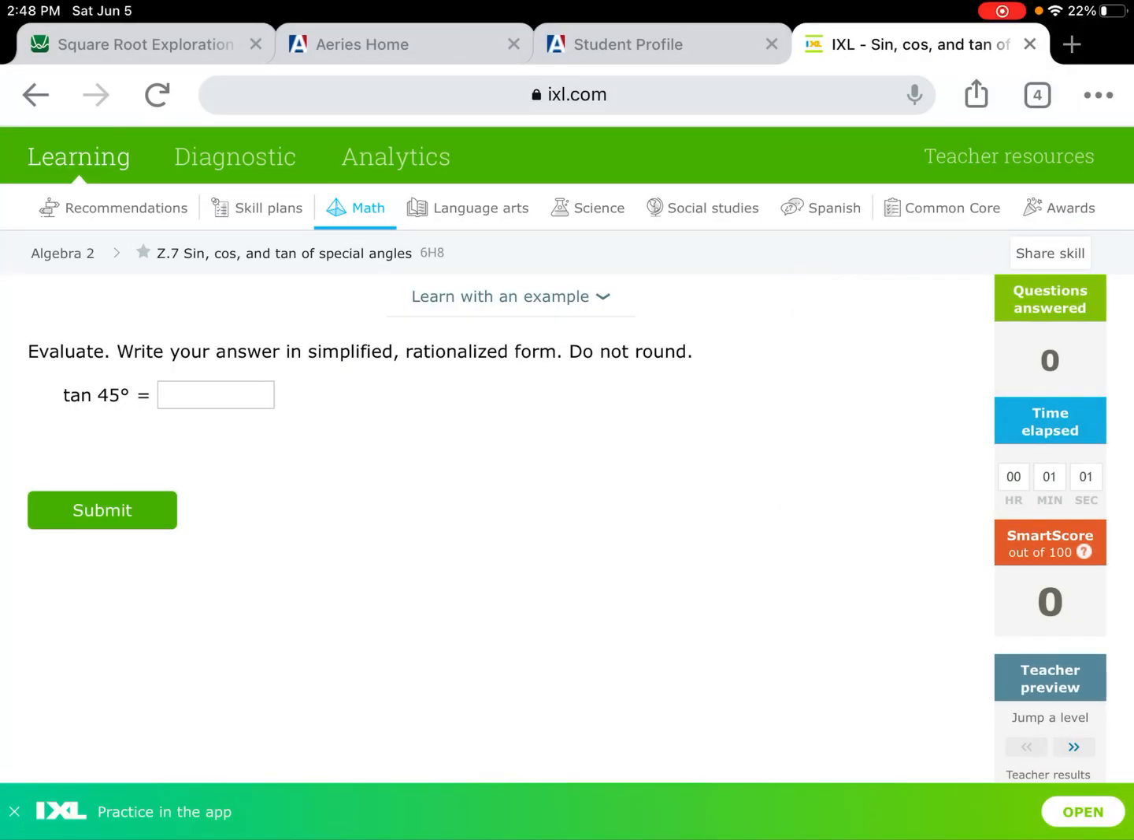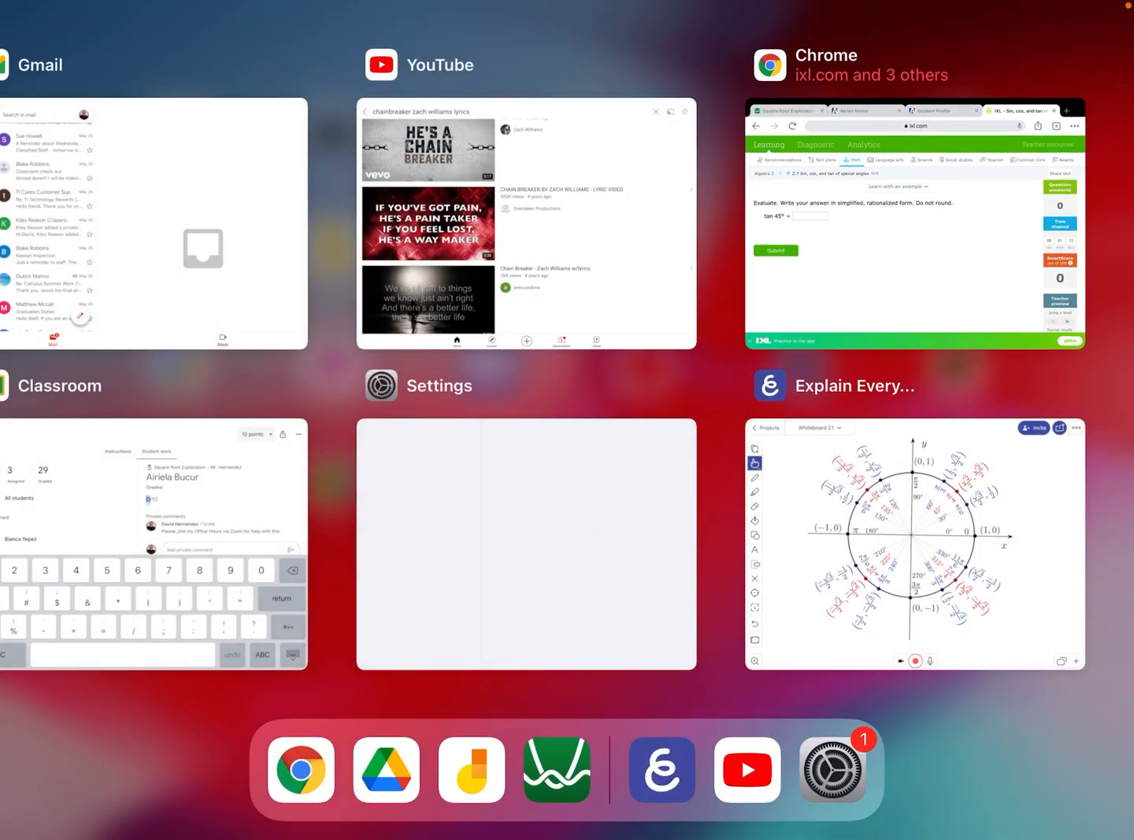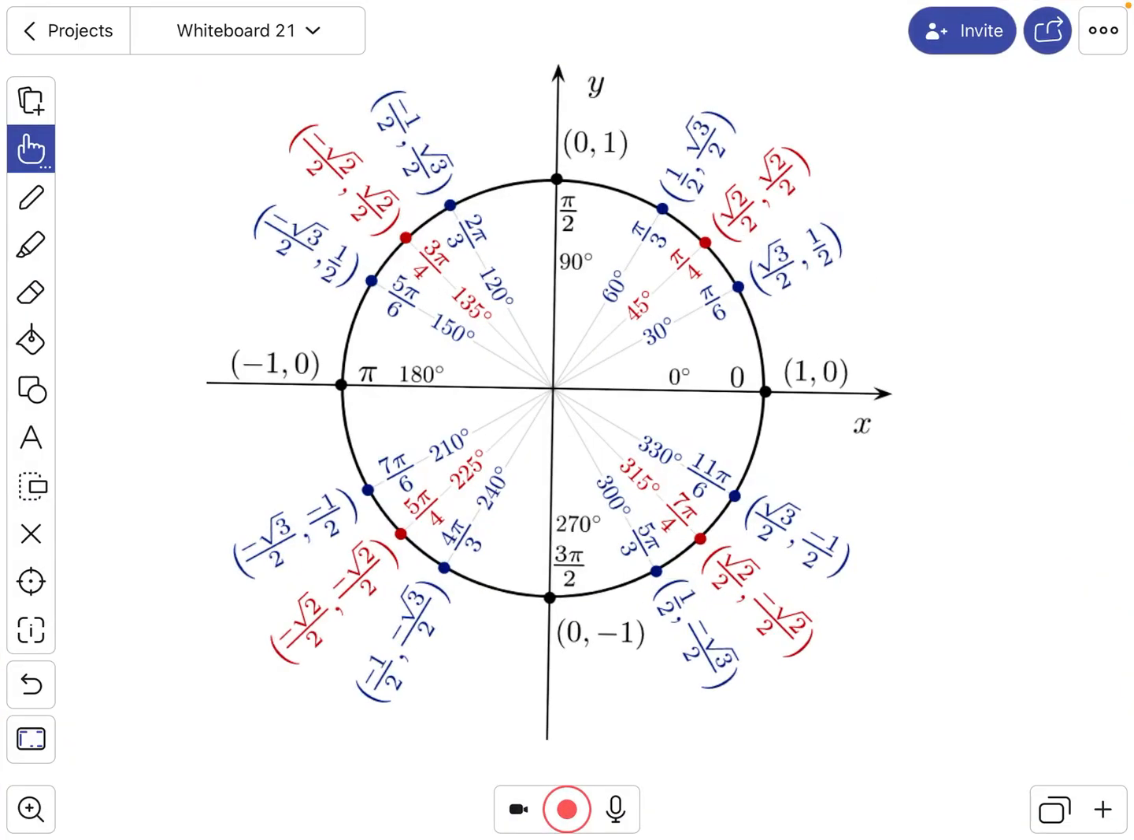Hey, how's it going? This is Mr. Hernandez, and I'm going to be going over this IXL Z.7 sine, cosine, and tangent of special angles. And what I'm going to be focusing on here is the unit circle.